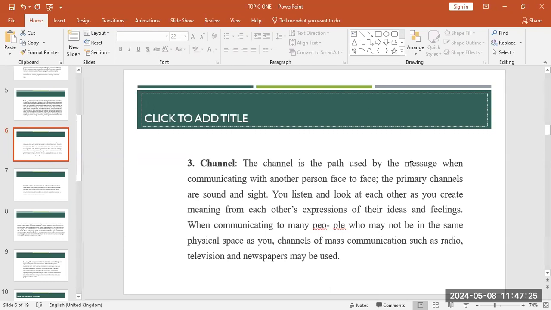A channel is anything that carries the message. It carries your message. A channel can also be a phone. When I write something in a WhatsApp message, saying today we don't have a class, that is the channel that I use to communicate to you. Another channel can be face-to-face. When you talk to someone face-to-face, you become the channel of communication.